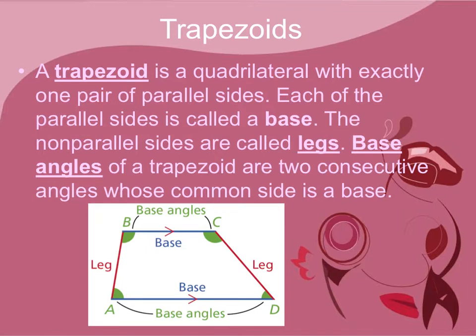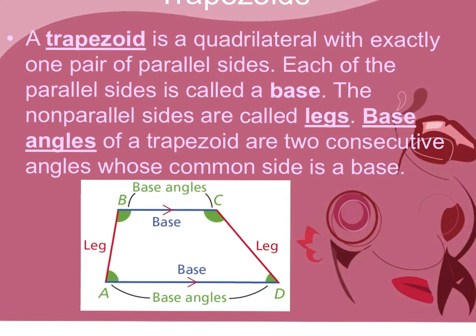Base angles of a trapezoid are two consecutive angles whose common side is a base. So notice that these down here at the bottom, angle A and D, are definitely both base angles because they're both attached to the same base. B and C are base angles because they are attached to the base. They are the angles that are attached to the base. So find the parallel lines, attach to the parallel lines, and you will find base angles.